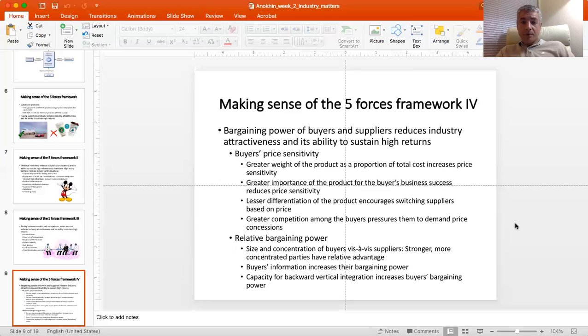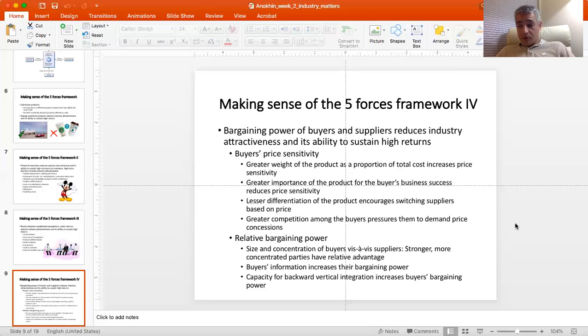And finally, there are instances when buyers are especially price sensitive. And when that happens, they will put a lot of pressure on you. They will demand price concessions, and they may switch to another supplier if you're not willing to budge. So when does that happen? If the product that you supply, and let's say you supply another firm that makes something, represents a major chunk of their cost, or the cost of their product, right?